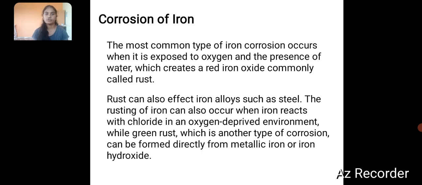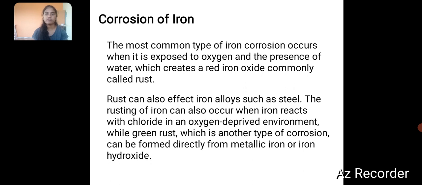Most of the corrosion is caused in iron. Now I am going to explain how it is caused. The most common type of iron corrosion occurs when it is exposed to oxygen in the presence of water, which creates a red iron oxide, commonly called rust. Rust can also affect iron alloys such as steel.